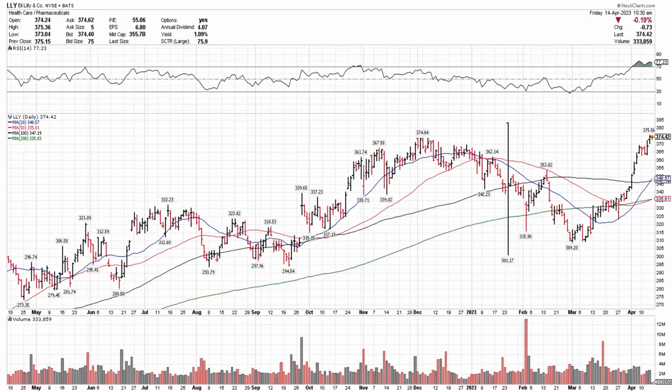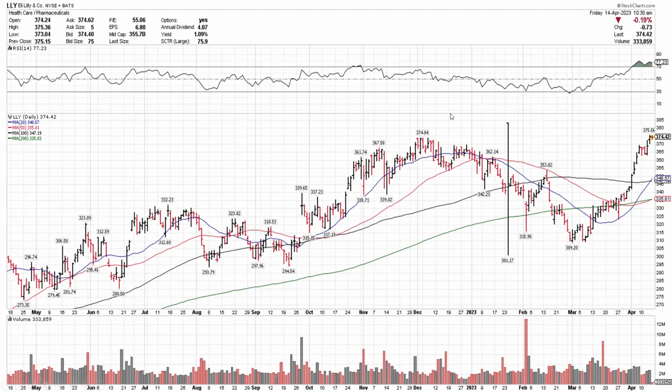Chart number 4 is Eli Lilly in the healthcare sector. I don't have a position here right now. It is on our top 25 stocks list on our members website, and it's a stock that I've got very high on my watch list. So what I see with Eli Lilly is a recovery move recently.